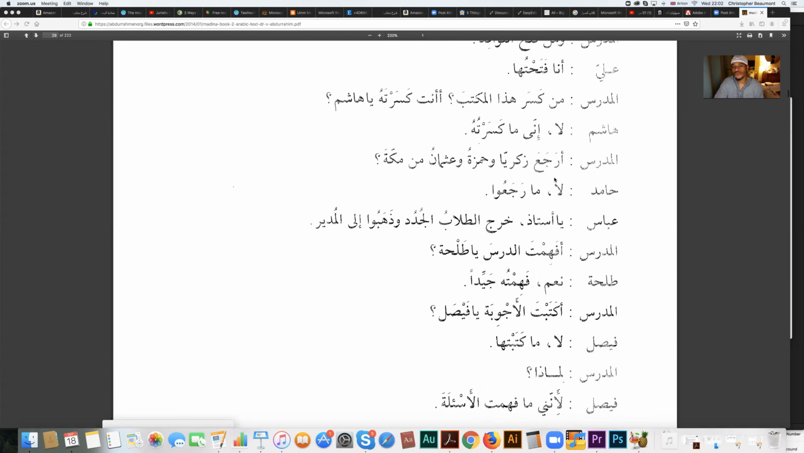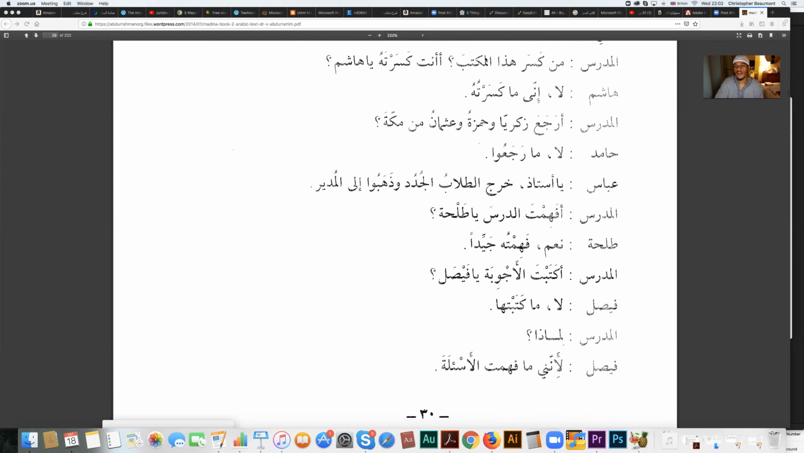All right, so we got down to the mudarris now. The mudarris says, man kasara hadha al-maktab. Exactly the same format. Who broke this table? When we look at the word table, we can see that it ends in a fatha. Why? Because it's the object of the sentence or the question. It is what was broken.